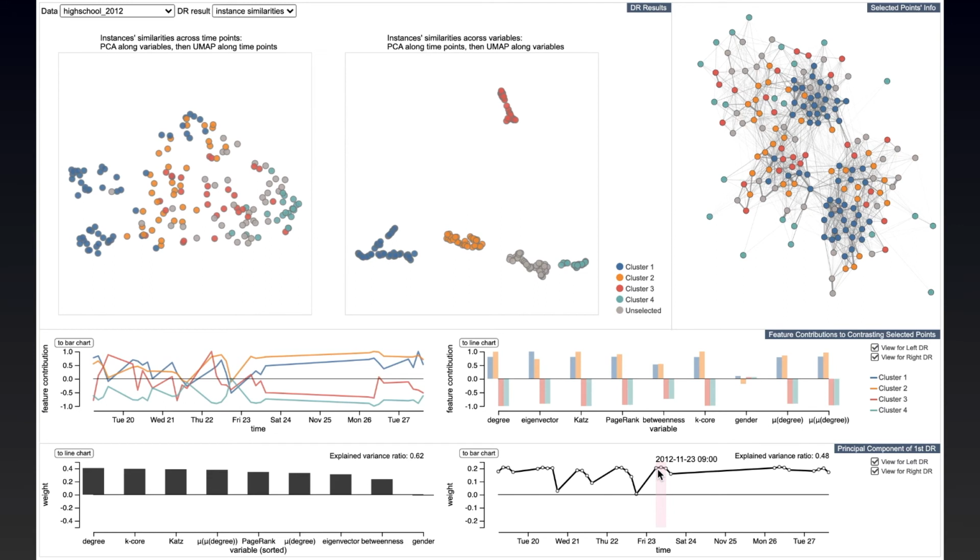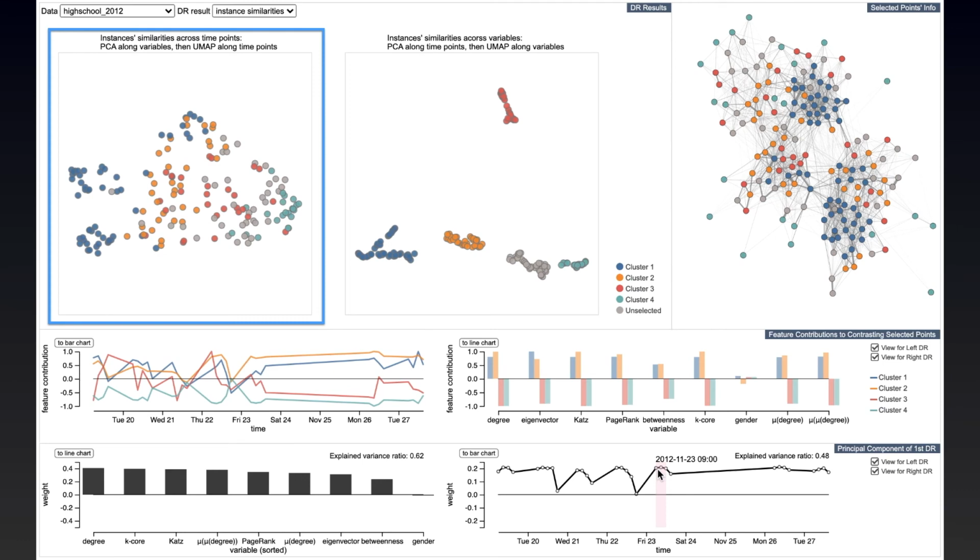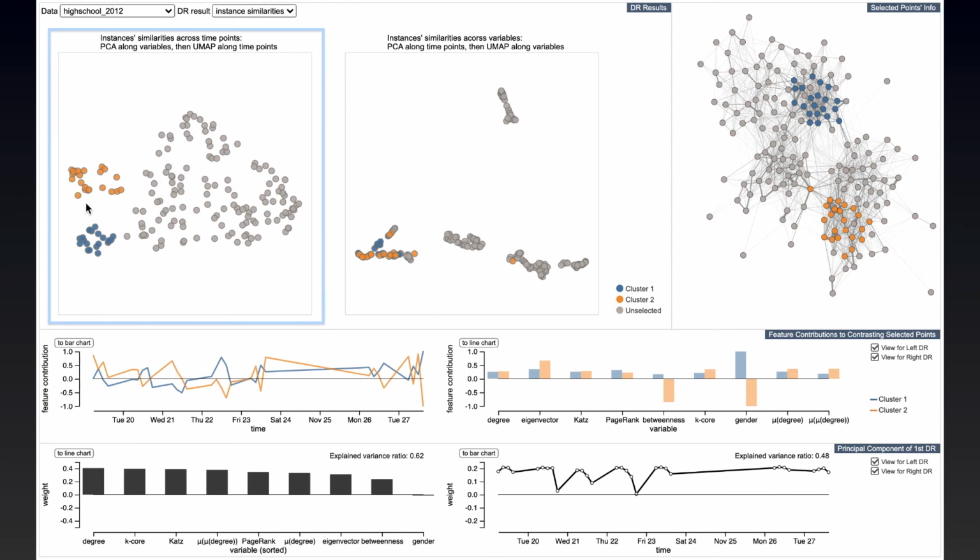Now, we further categorize these students by using the left-hand side of the two-step dimensionality reduction view, which shows the similarities of the students based on their temporal communication patterns. We can see that each of the currently selected clusters is generally arranged from left to right. However, the blue cluster is separated into two clusters in the far left. We select these two as the new cluster.